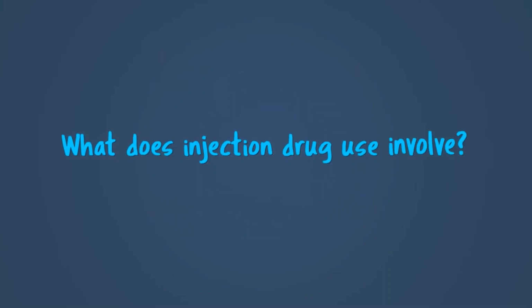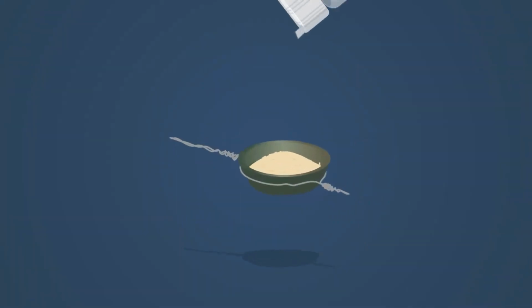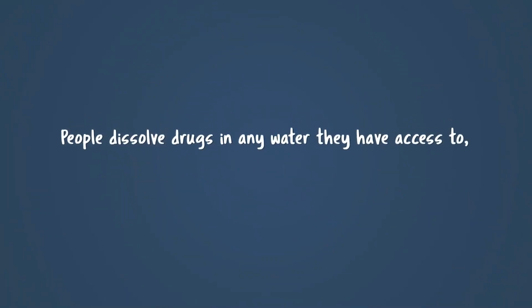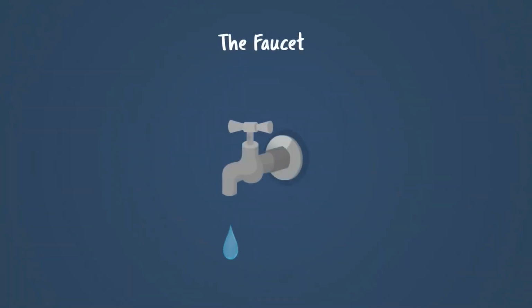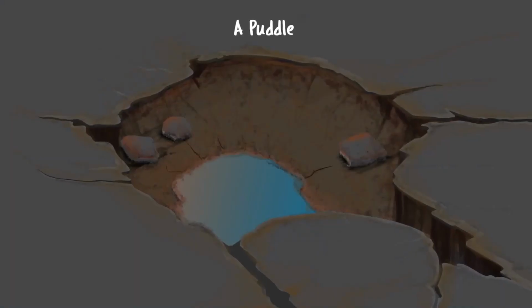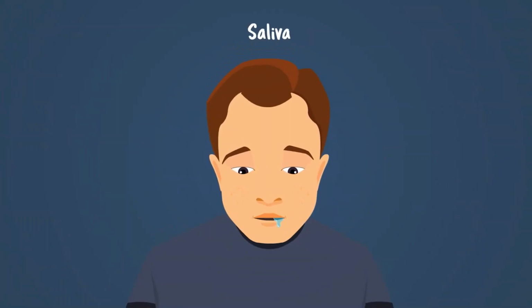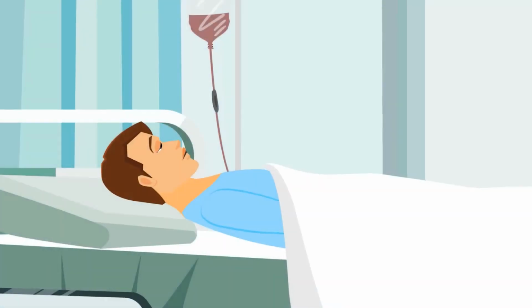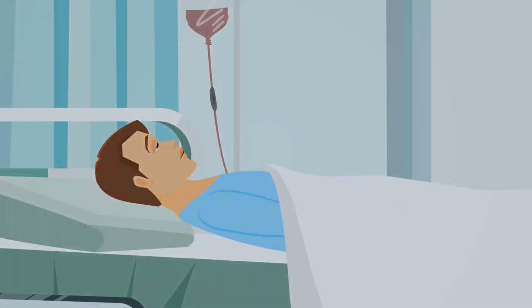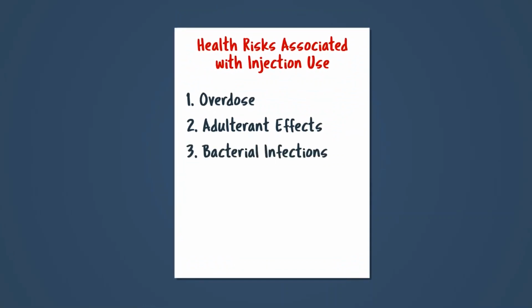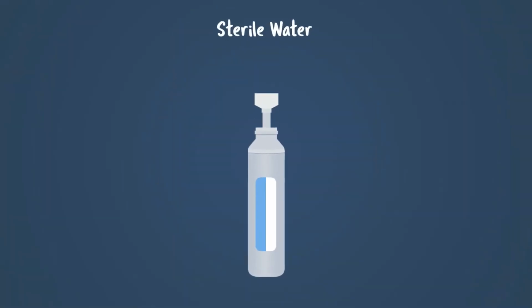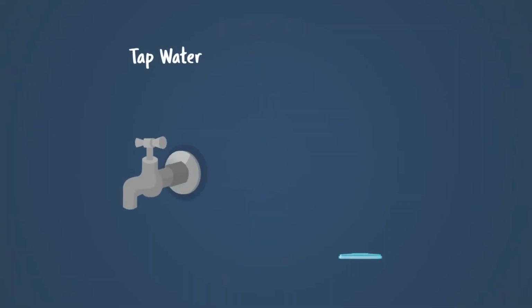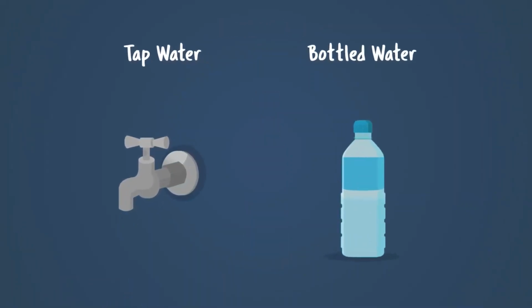What does injection drug use involve? Step 1. Before injecting a substance, it needs to be dissolved in a liquid. People dissolve drugs in any water they have access to, including water from the faucet, the toilet, a puddle, a bottle, or saliva. All of these water sources contain bacteria. The presence of bacteria can result in life-threatening infections. Therefore, clients should be counseled to use sterile water whenever possible. Tap water and bottled water are safer alternatives if sterile water is unavailable.